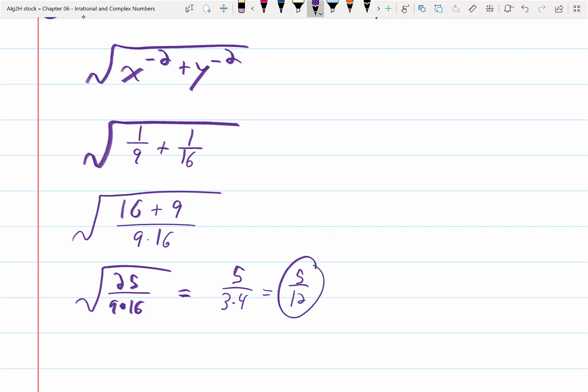Okay, I'm going to do some example types from stuff that you would see on the worksheet. You're going to have a worksheet that has lots of these types of problems.